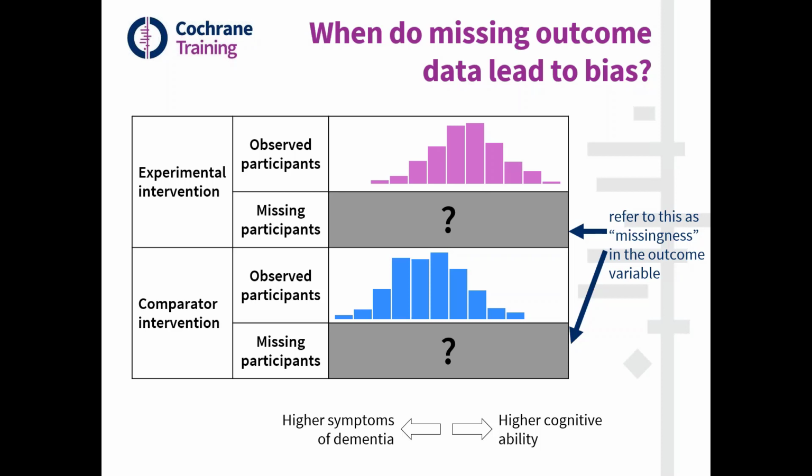And the question is, what are the values of those outcomes had they been measured in those who are missing? For the sake of thinking more concretely, we could imagine this is something like a mini-mental state exam measuring cognition used in dementia research, where higher values represent greater cognition and lower values poorer cognition, i.e. symptoms potentially of dementia. So here's a depiction where the observed data suggest that there's higher cognition in the experimental intervention than the comparator, so maybe it's an effective intervention, but we're missing some outcomes.